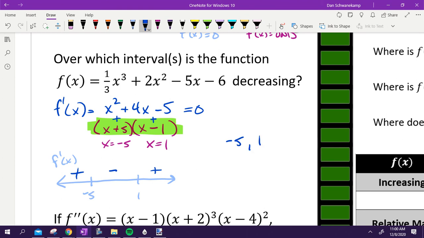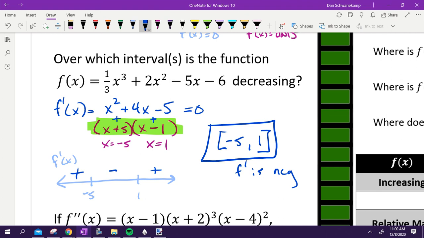Negative 5 to 1. How do you know that's when I'm decreasing here? Yep, f prime is negative means that f is decreasing. Okay, so since f prime is negative here, we can tell that, boom, there is my answer, negative 5 to 1. Questions there?